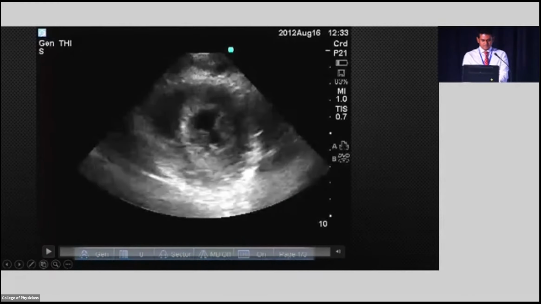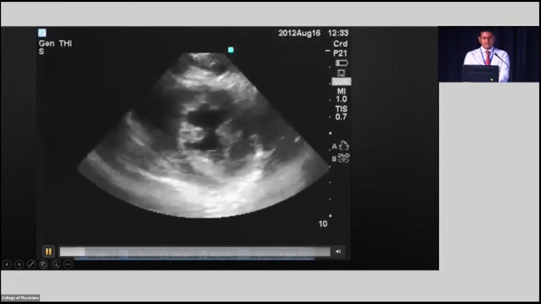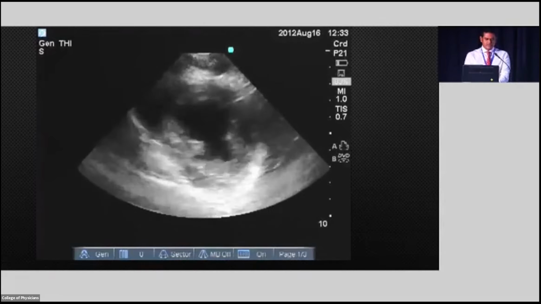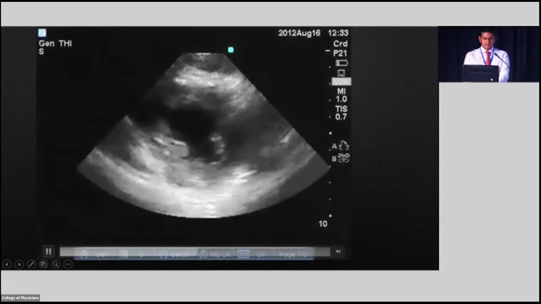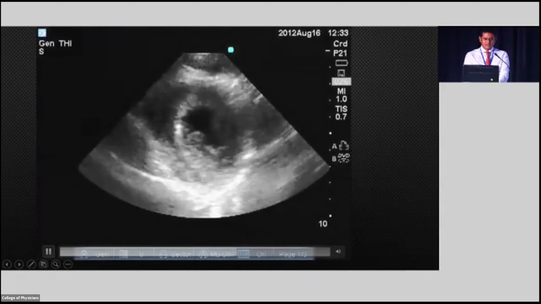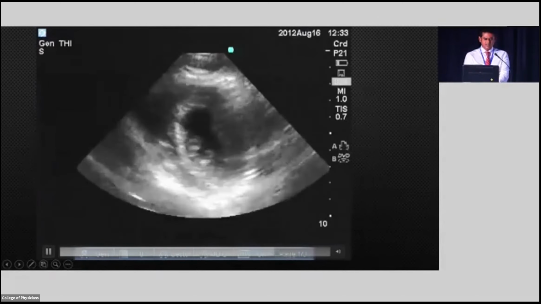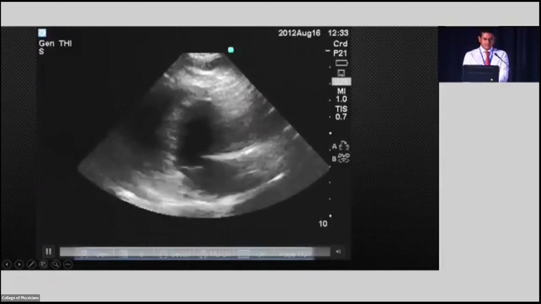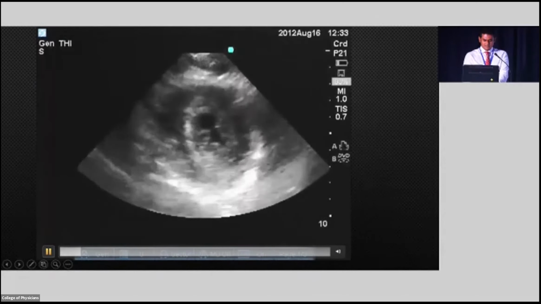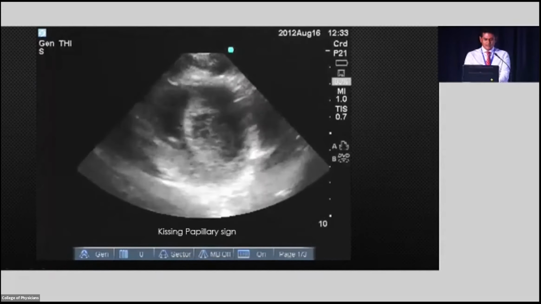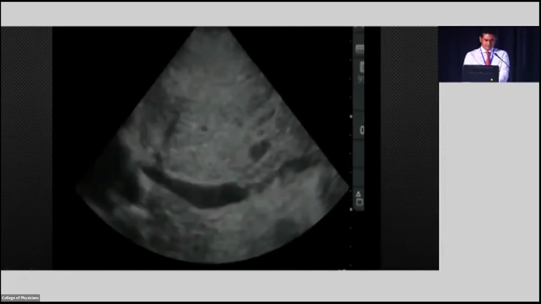Again, you see the parasternal short axis view. You see clearly the papillary muscles kissing each other. So it's called the kissing papillary sign. And you see an empty left ventricle, which is contracting vigorously to eject blood. So this patient is definitely going to be fluid responsive.